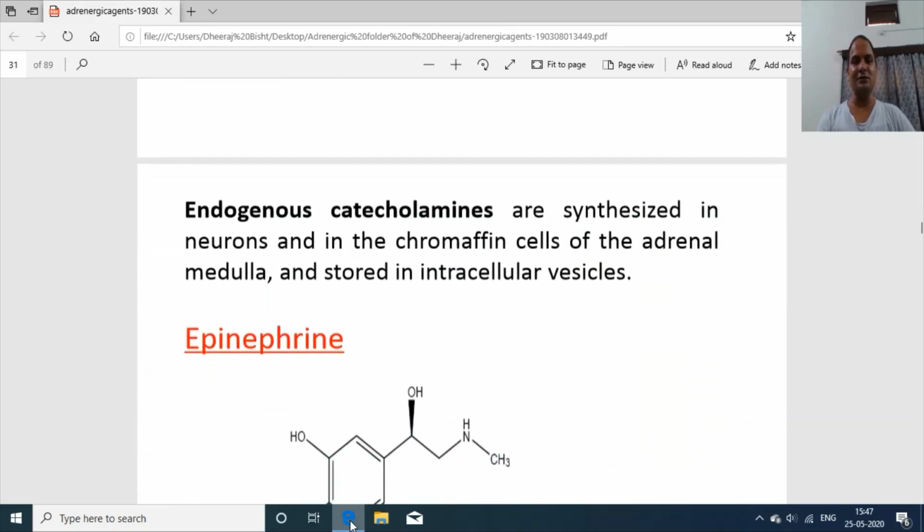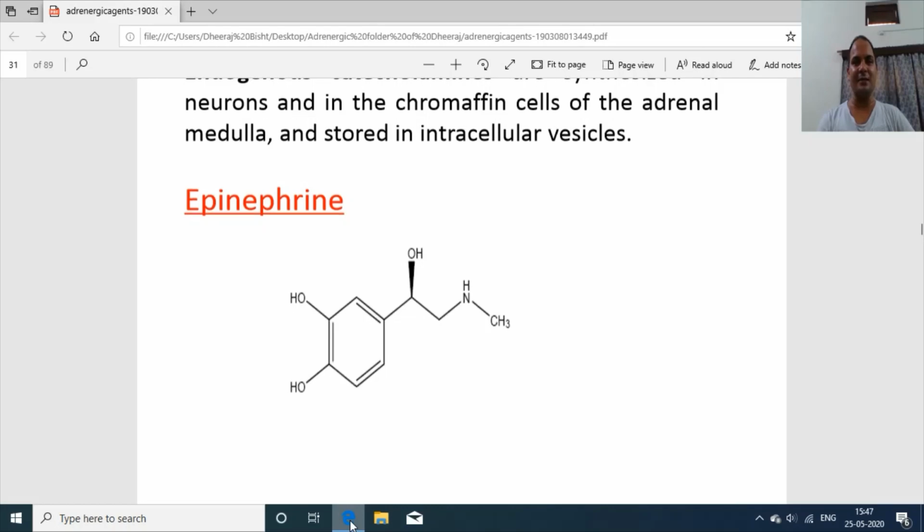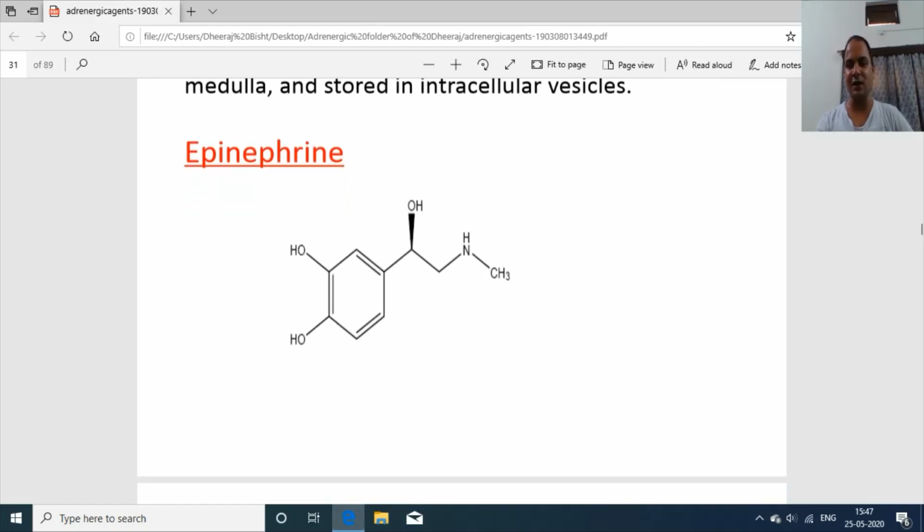Next, the endogenous catecholamines are synthesized in the neurons and in the chromaffin cells of the adrenal medulla and stored in intracellular vesicles.